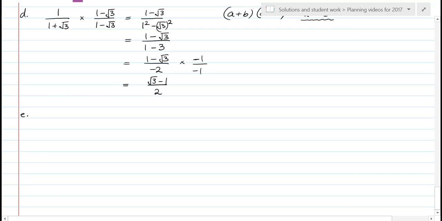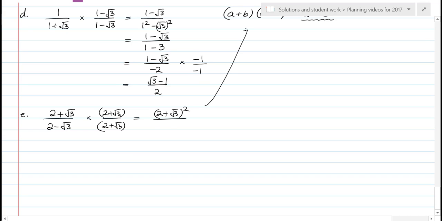And a last example, a little bit trickier. 2 plus root 3 over 2 minus root 3. And I'm going to multiply this by 2 plus root 3 over 2 plus root 3. I'll just put that in brackets, so I haven't been doing that. I don't know why I did that, but I did. And this, of course, is 2 plus root 3 squared. And using our difference of two squares up here, the denominator becomes 2 squared minus root 3 squared.